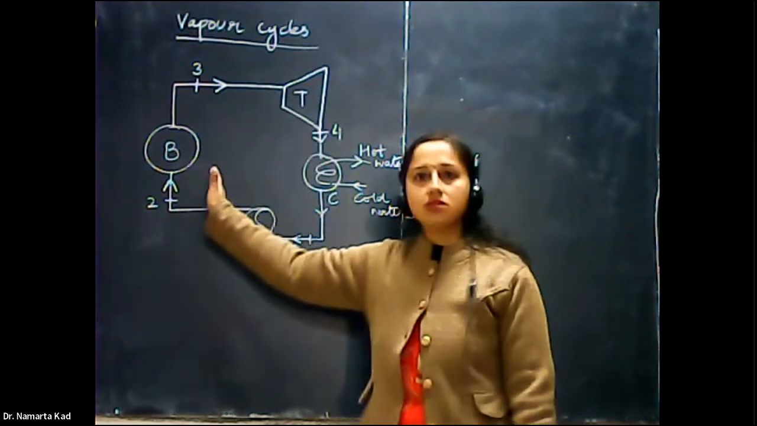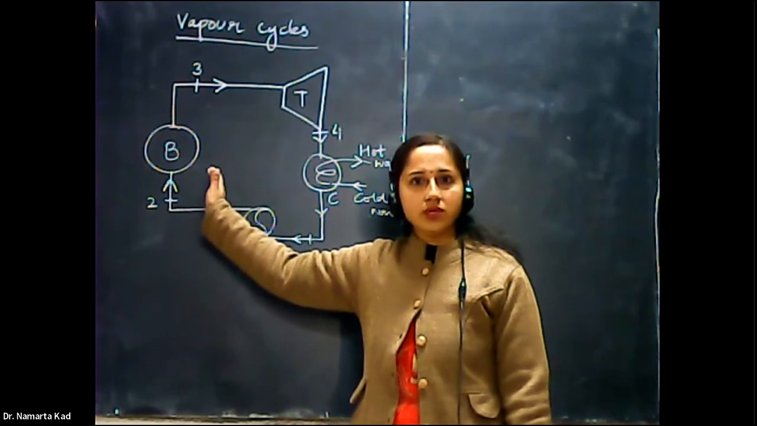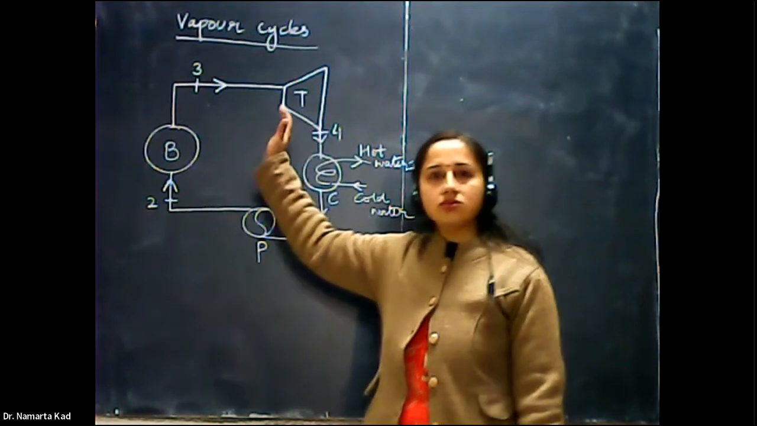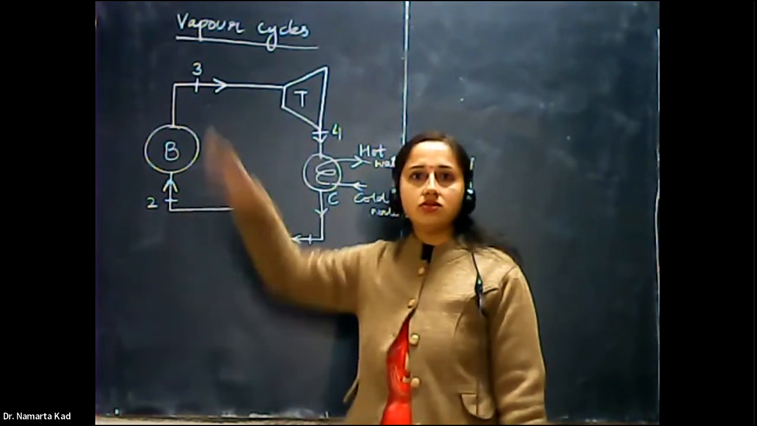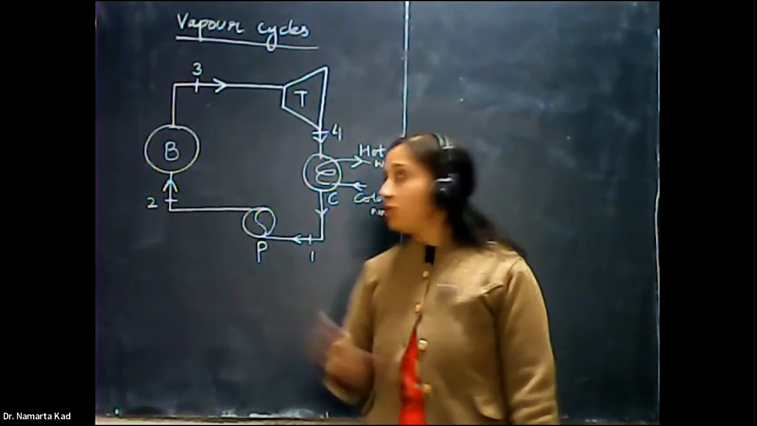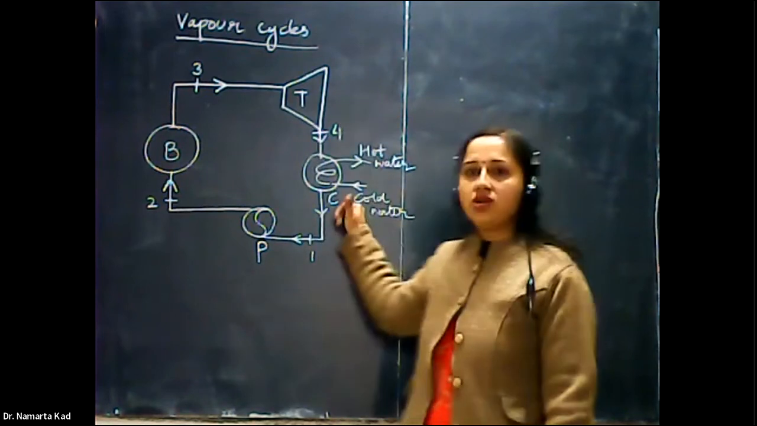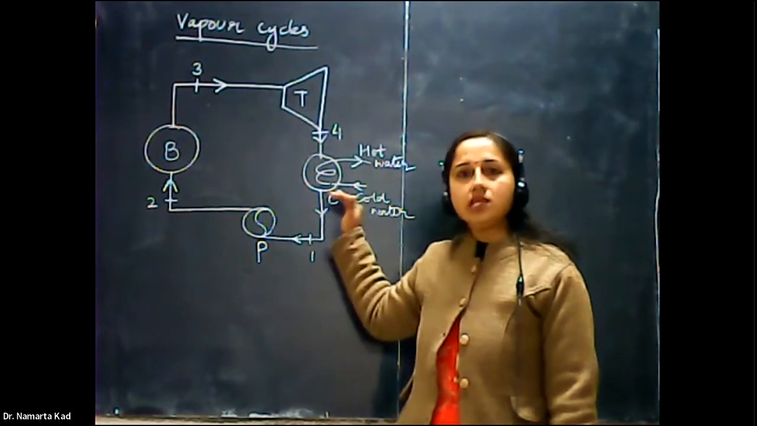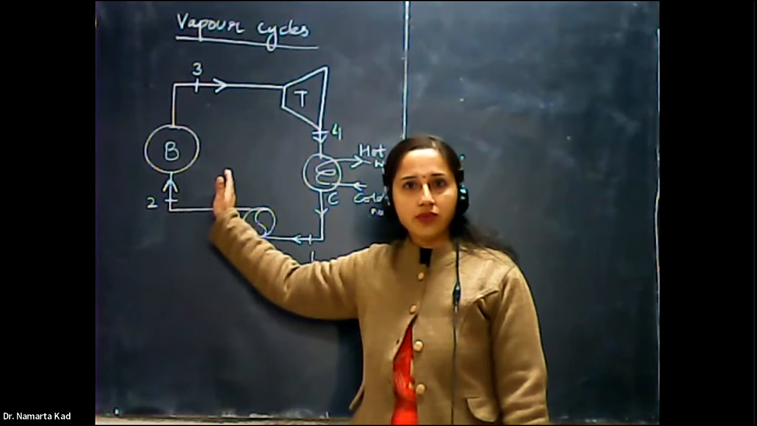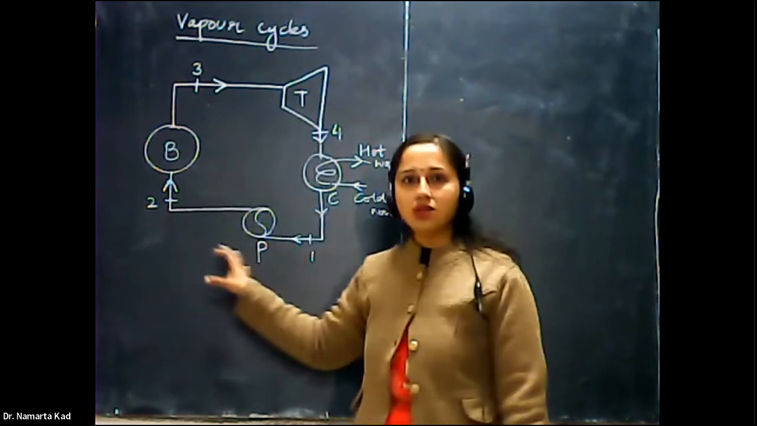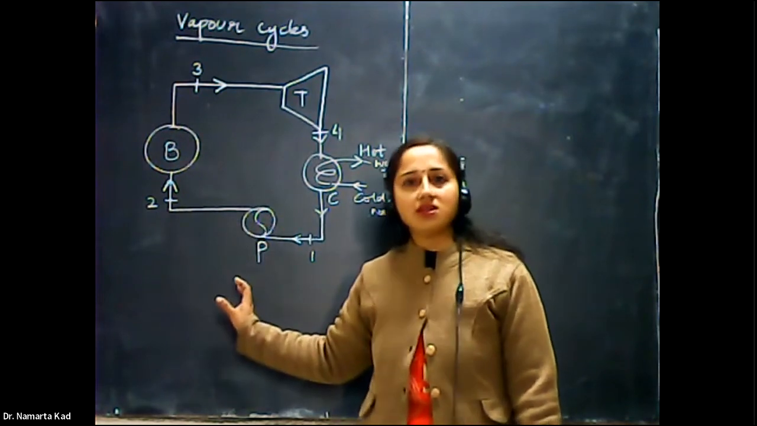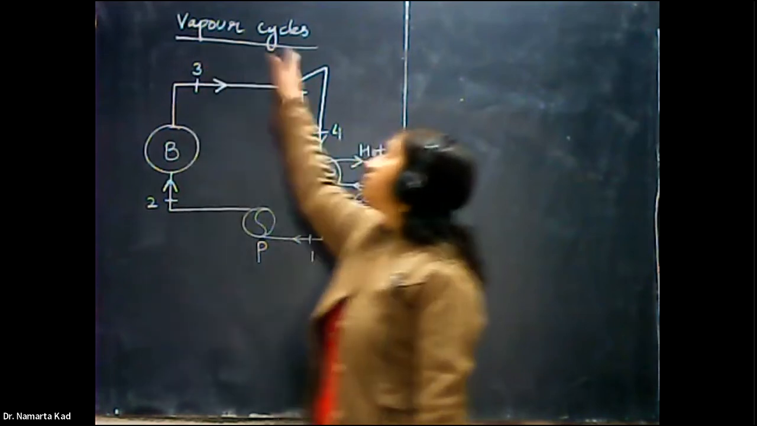In the boiler, steam is generated from the water. In the turbine stage, the steam is expanded. In the boiler it is converted into superheated steam, or saturated steam, sometimes dry saturated steam is used. Then that steam is fed to the condenser, where it condenses, and then through the pump it is again fed to the boiler. So in all these stages, steam is flowing.